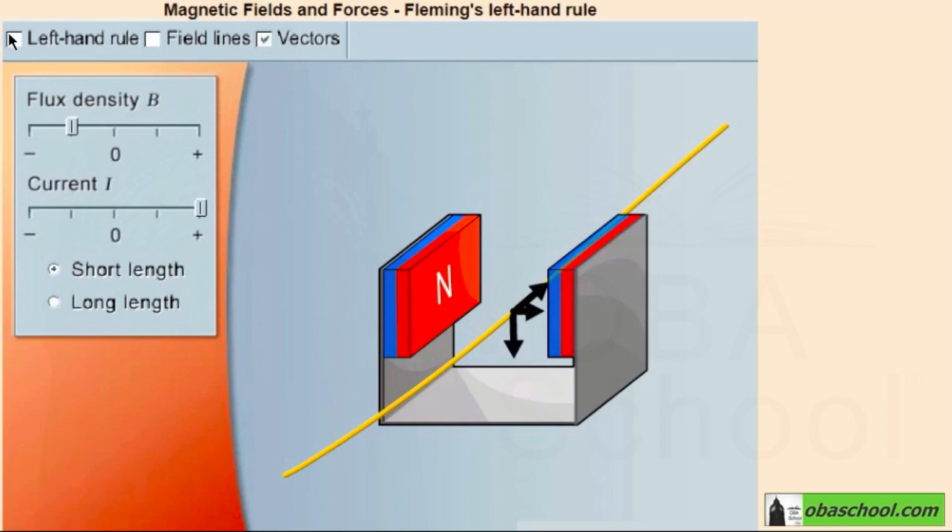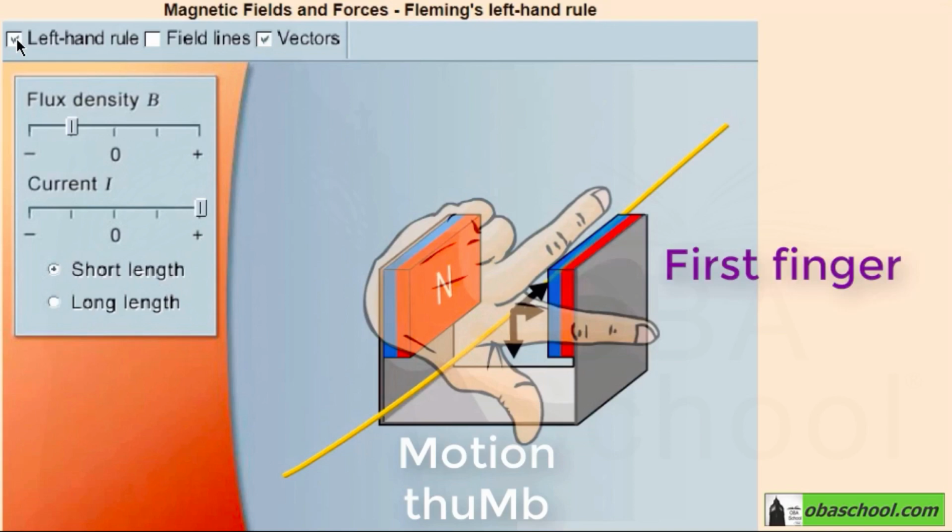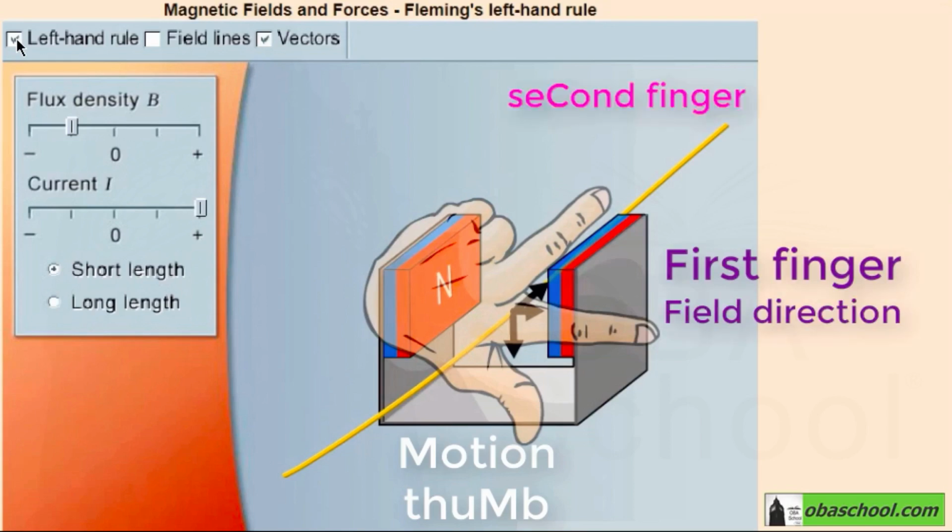Now let's select the left-hand rule to see the direction. Place your left hand in the same direction as shown in the figure. So the thumb is in the motion direction downwards. First finger is in the field direction from left to right. The second finger is in the current direction away from you.